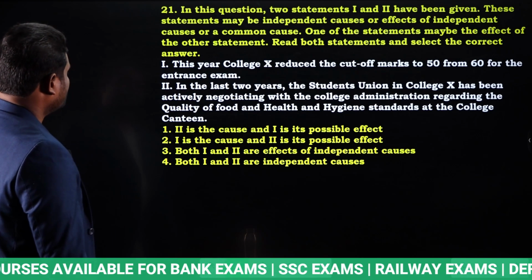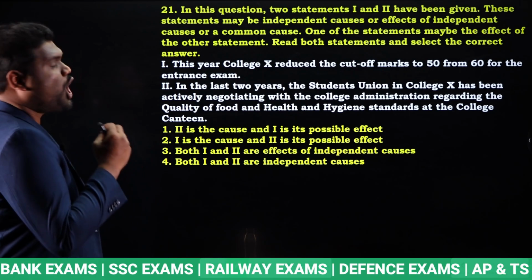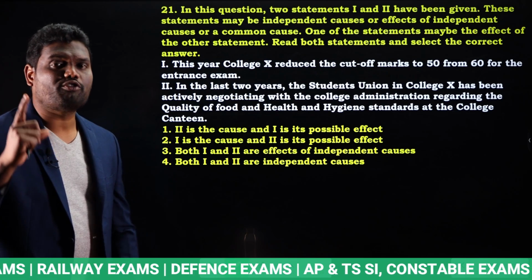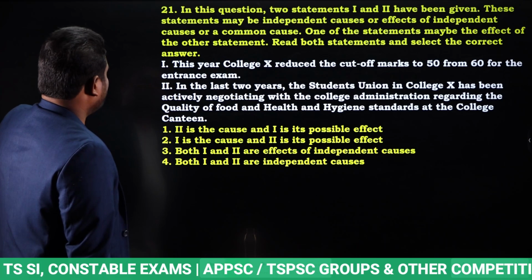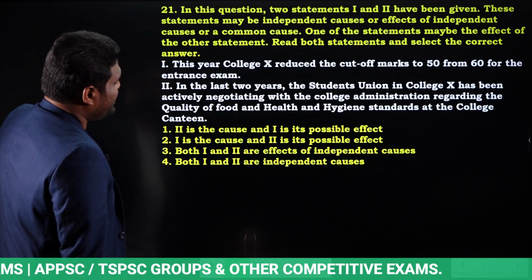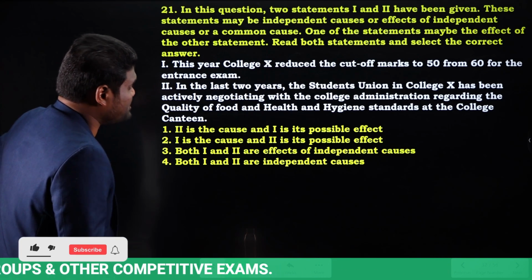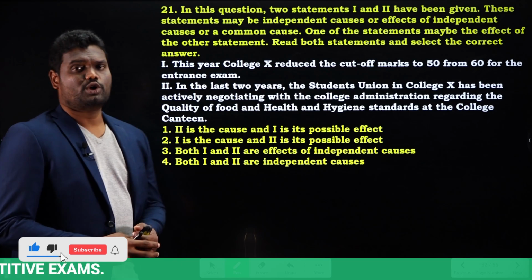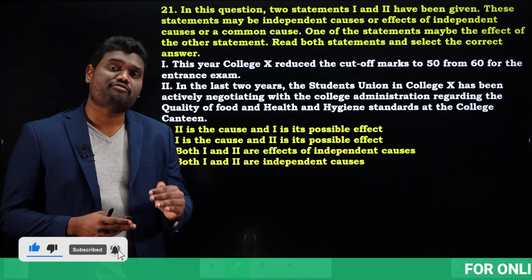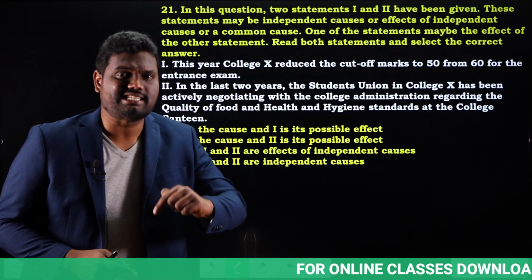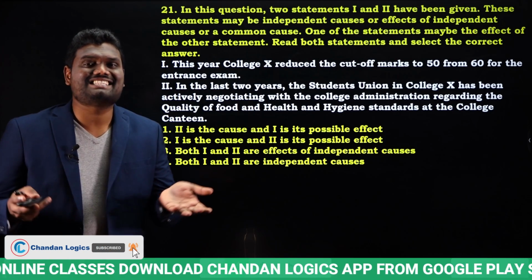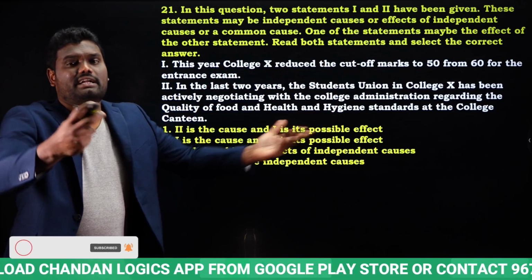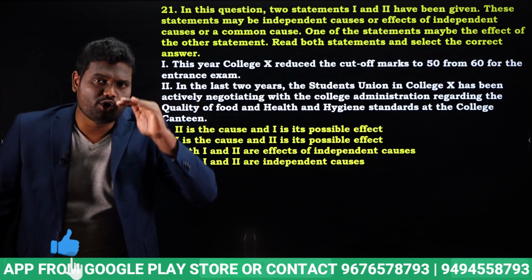Look at this one. This question is based on cause and effect. This is also part of critical reasoning. Okay. Look at statement 1. This year, college X reduced the cutoff marks to 50 from 60 for the entrance exam. Now, obviously, this is an effect. So, something happened. That is the reason the cutoff reduced from 60 to 50.